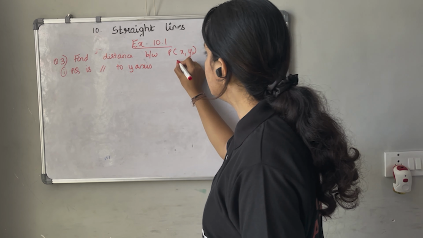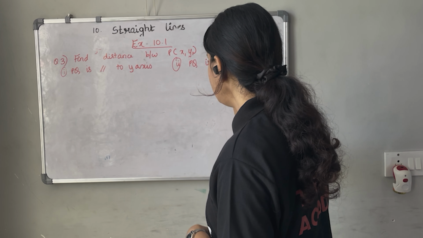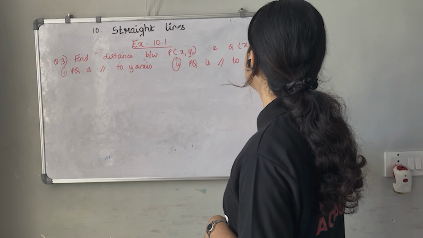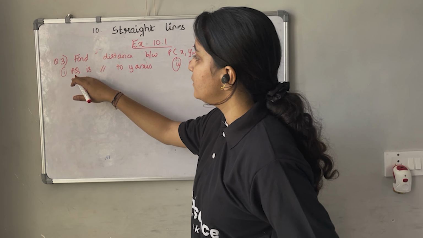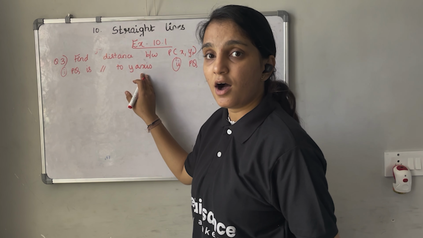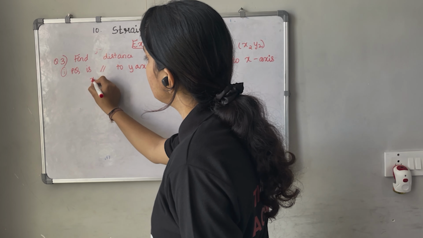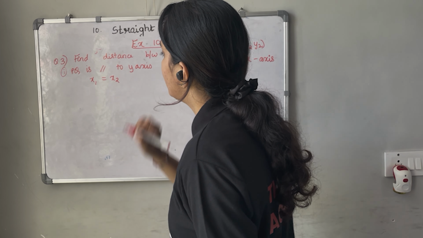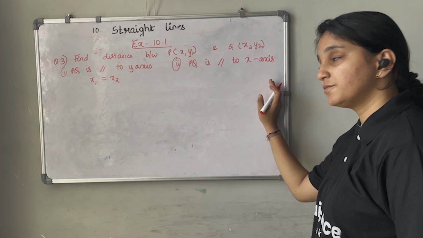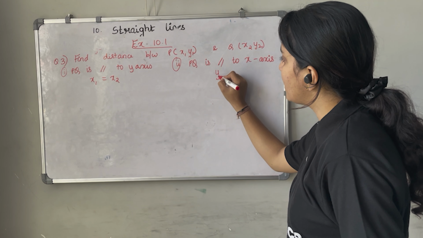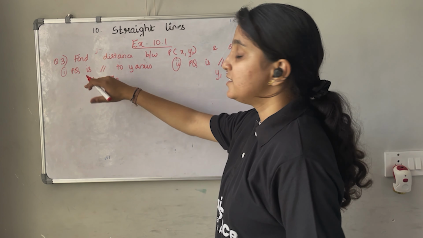And the second case is when PQ is parallel to the x-axis. Now, when PQ is parallel to the y-axis, how will the points on the x-axis be? They will be equal, right? x1 will be equal to x2. When PQ is parallel to the x-axis, how will the points on the y-axis be? It will be y1 equal to y2, correct?